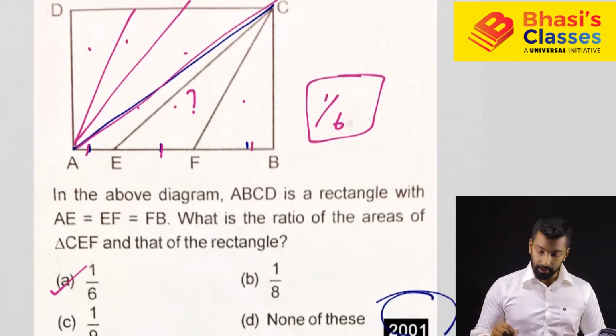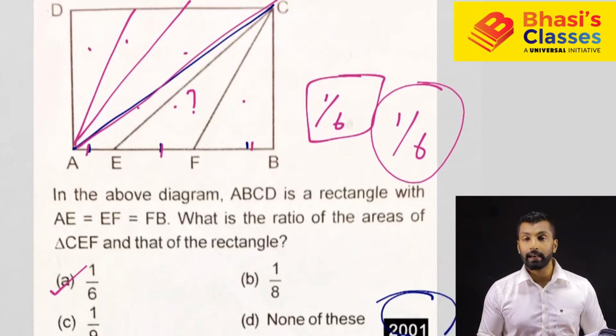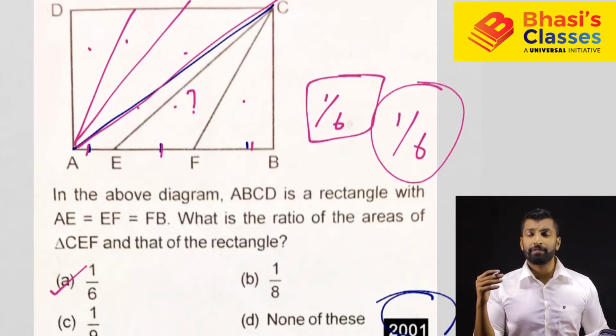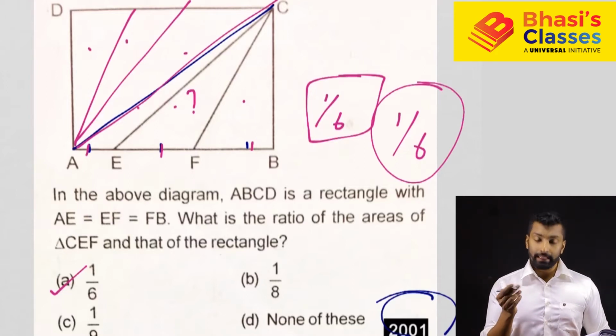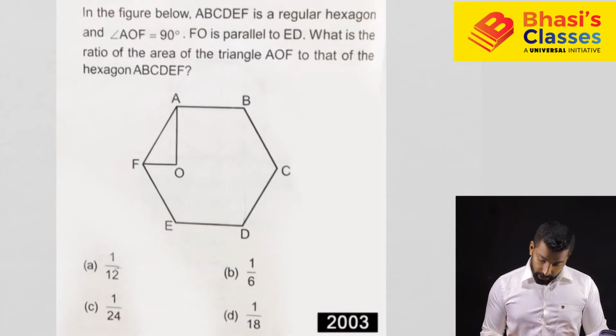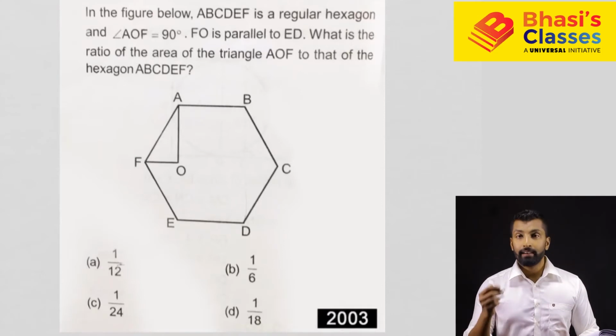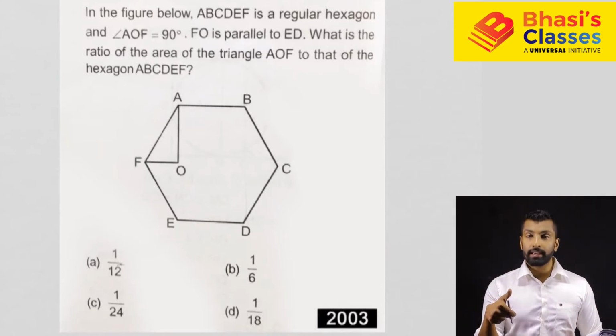Out of 6, 1, that means 1 by 6 is the answer. Now similar patterns have been asked in a lot of papers. You can see, if you want one more question, let me give you this question. Again, take a pause and solve this question in 1 minute.